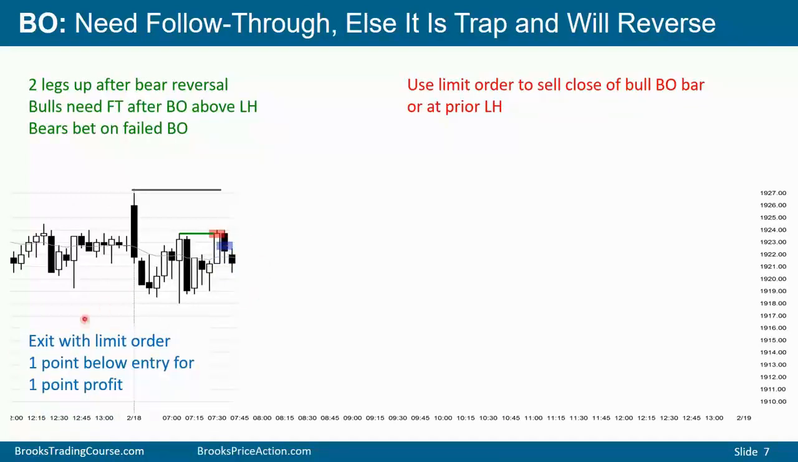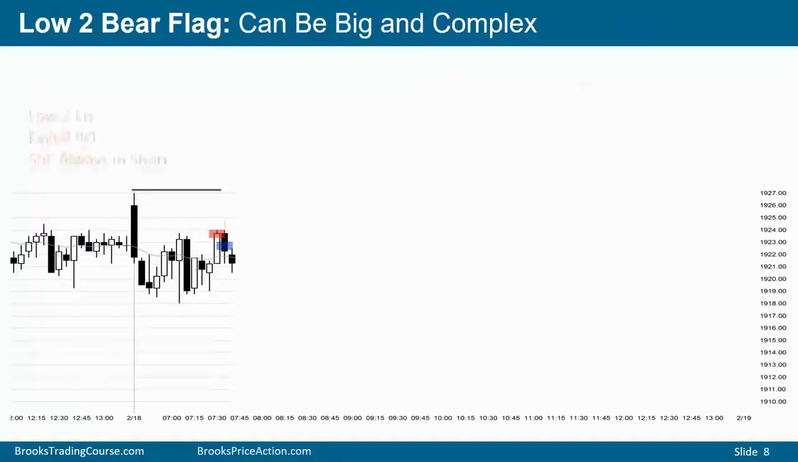Scalp out with 1 point profit. As soon as they get filled on their short at that close, they place a limit order to buy back the shorts with a 1 point profit, and they get filled right there. For the bears, they have a reversal down.